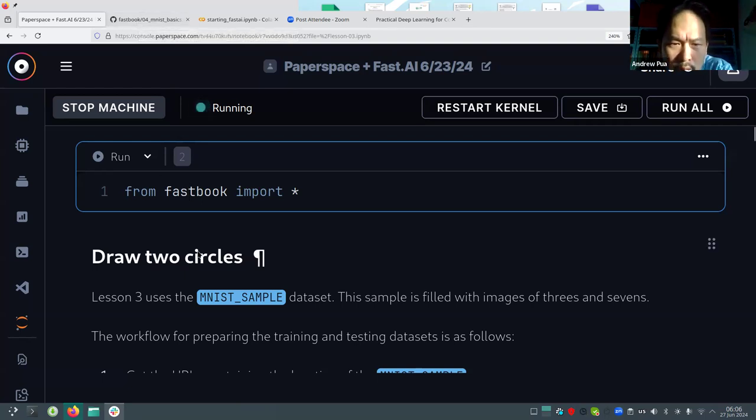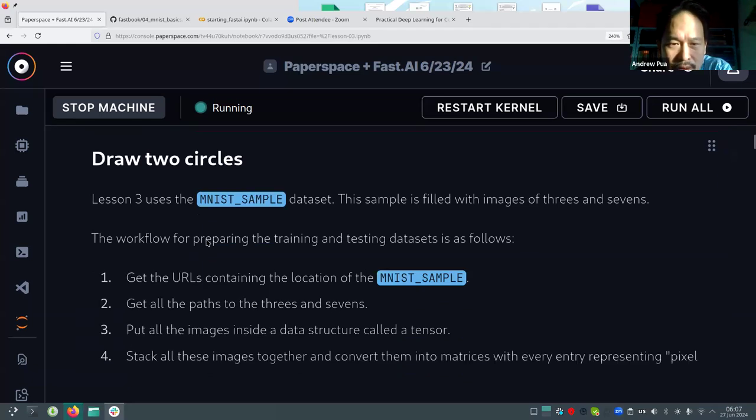Okay. So let me just give you a broad overview. We're going to draw two circles, and then draw the rest of the owl. So the whole game is that we're using this MNIST sample. It's a sample that is filled with images of threes and sevens. And the point, at least from the book, if you follow the book, is that you're supposed to build a digit classifier. Is it a three or is it a seven? That's the bottom line.